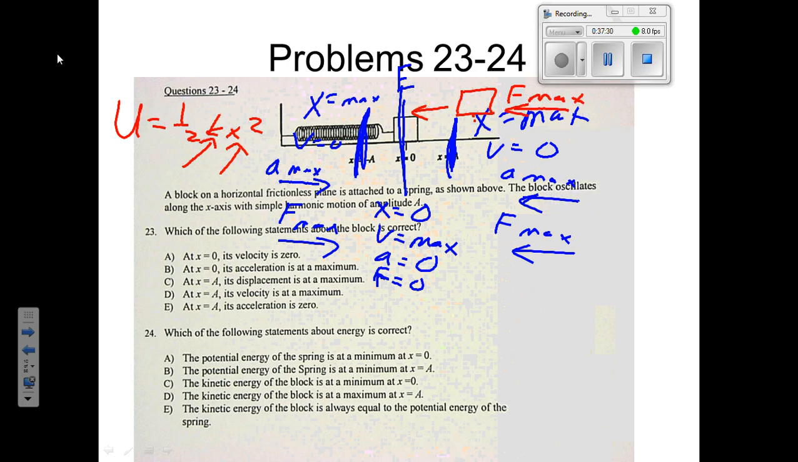Wait, I meant D. Okay, so let's look at D. The kinetic energy of the block is at a maximum. All right, okay. You can go with that. I see what I did. Yeah, at x equals A, what's at a maximum? The potential energy. It's not moving at x equals A, so it has no kinetic. It's okay. Any other questions about 23, 24?